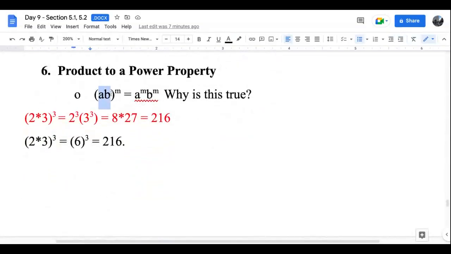If the exponent appears outside the parentheses, that means the exponent has to distribute to everyone inside the parentheses. So (a b) raised by m means we have to do a raised by m, b raised by m. You have 2 times 3 raised by 3. That's 2 to the cube times 3 to the cube. So 3 is distributed to both members. Or we can multiply first: we get 6 raised by 3, which is 216. Okay.